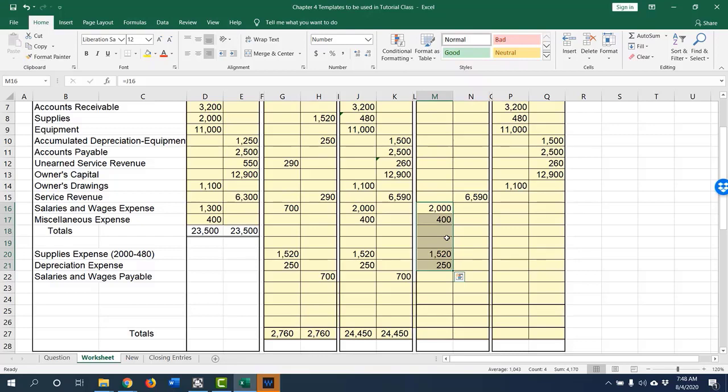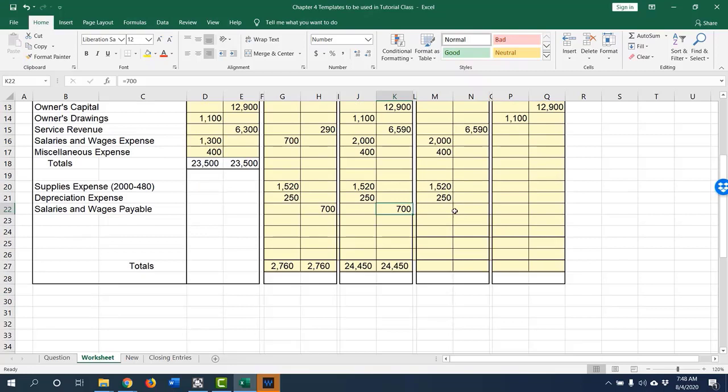Okay. Now the last account we have is salaries and wages payable. It's a liability account. So a liability account cannot go to the income statement, rather it will go to the balance sheet. So these two columns we can use. Which side is it on? Debit or credit? Credit side. So we write this on the balance sheet part and on the credit side too. So 700 of salaries and wages payable will be created.